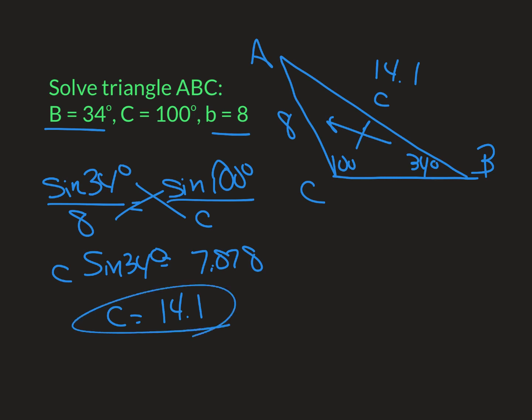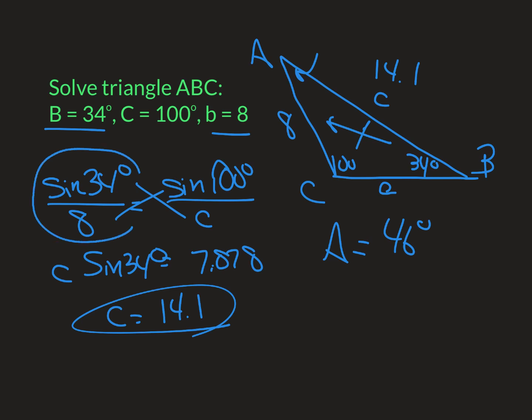Probably one thing I should have done first, now that I'm thinking about it, is find angle A, because I know the other two angles. Remember, all three angles in the triangle add up to be 180. So if you subtract 34 and 100 from 180, it leaves you with 46 degrees. So angle A is 46 degrees. All that leaves us left to find is side a.